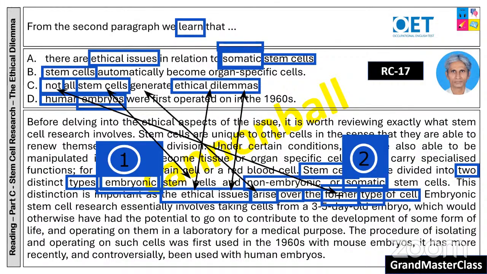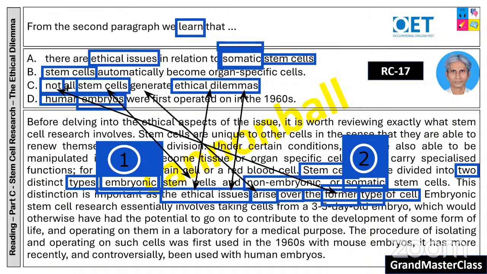That means somatic cells will not. So not all stem cells, only some stem cells, that is the former stem cells, the embryonic stem cells. That means human embryo. So that's it, embryonic cells. Try to understand this one. Is that clear? So only the former cells generate ethical dilemmas. That means the latter, somatic cells or non-embryonic cells, do not generate ethical dilemmas.